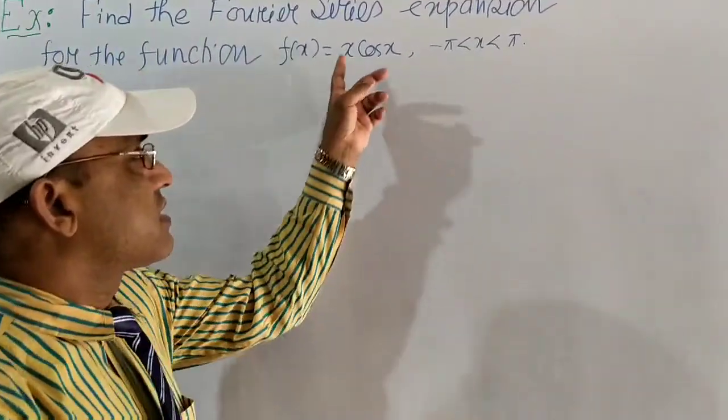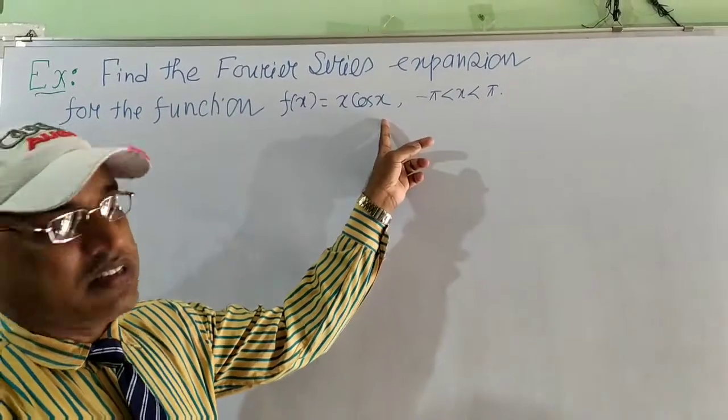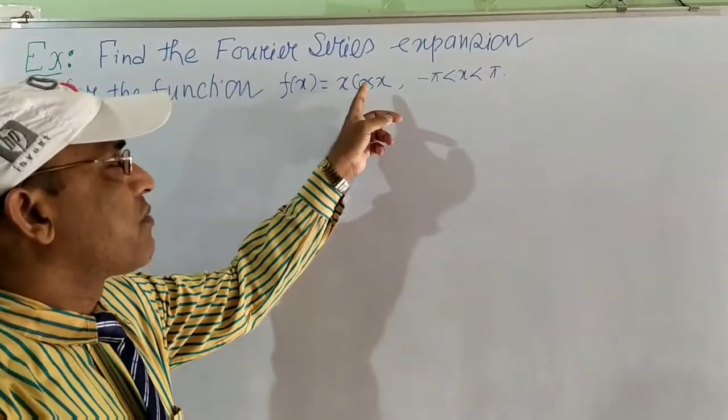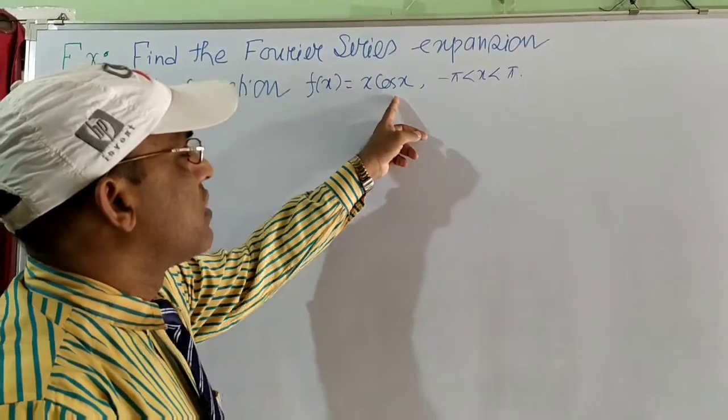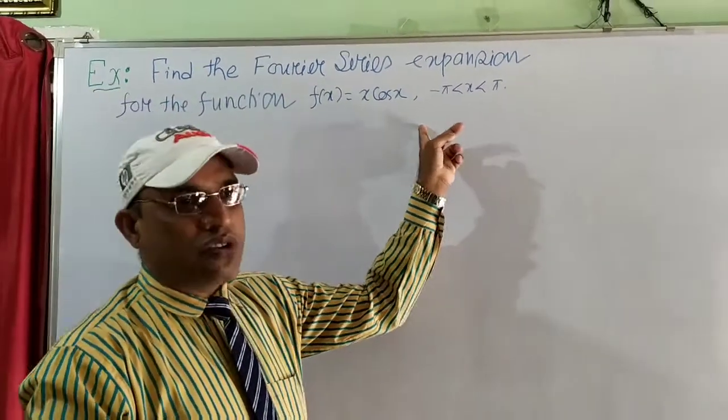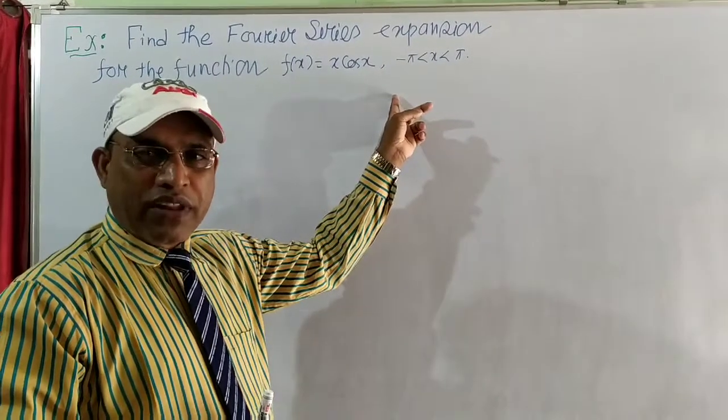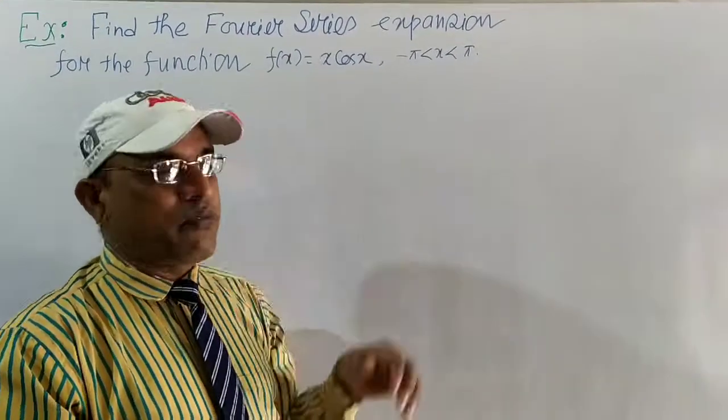x cos x is obviously an odd function, because cos(-x) equals cos x and the factor x becomes minus x. So this will be an odd function. If it is an odd function, then there is no need to find a0 and an. Directly you have to find bn.